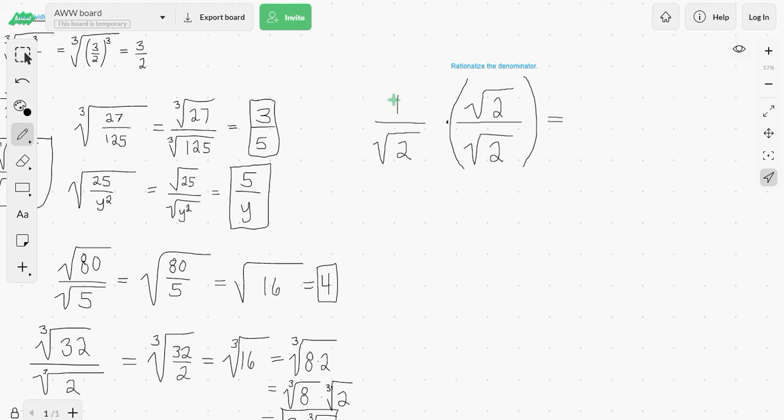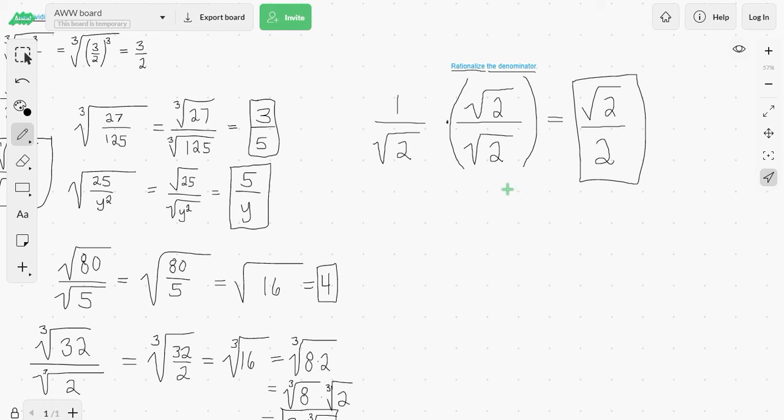Now in the top we've got 1 times root 2, that's just root 2. And then think what happens in the bottom. Well, you've got the square root of 2 times the square root of 2. We know that in that situation the square roots cancel and you're just left with 2. So notice we've ended with something where the denominator is rational, and that's why it's called rationalizing the denominator. So that's a fairly simple example.